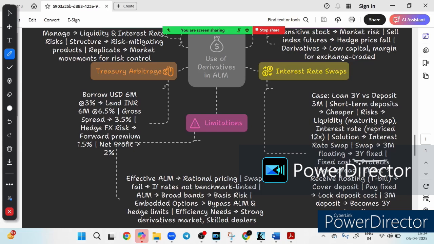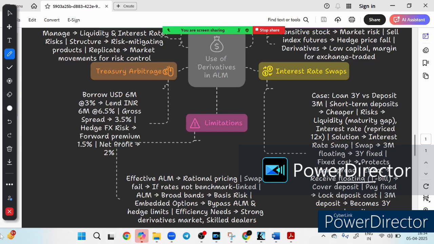What you did, you converted the 3 month deposit which is floating to 3 year fixed, right? So what is the effect? The effect is that your loan spread remains stable. That is the first effect. The second thing is that you receive floating treasury bill, and you pay fixed, and you lock the deposit cost, right? So a 3 month deposit effectively becomes a 3 year deposit. So this is the advantage of using the interest rate swap.